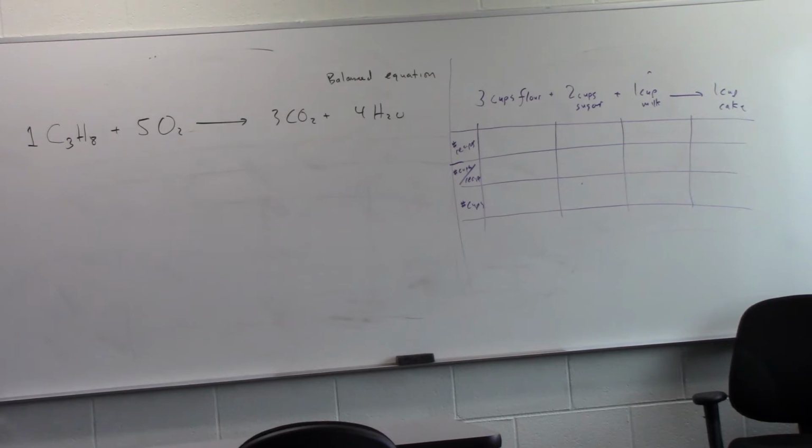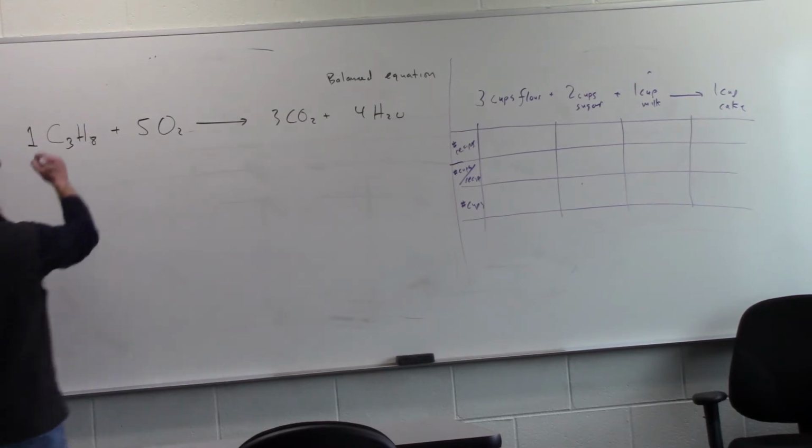Now in chemistry, we don't measure things in cups. The quantity that we use is the mole. And a mole, I told you, is about a trillion of a substance, and you don't have to worry about it. Just think of it as a container. The container holds a large quantity, just like a cup holds a large quantity of stuff. So instead of using cups here, we're going to use moles.